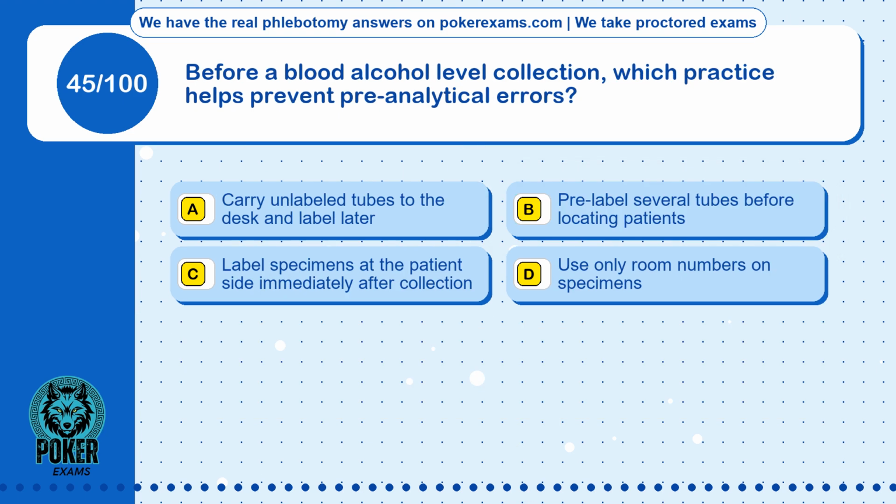Question 45. Before a blood alcohol level collection, which practice helps prevent pre-analytical errors? Option A. Carry unlabeled tubes to the desk and label later. Option B. Pre-label several tubes before locating patients. Option C. Label specimens at the patient side immediately after collection. Option D. Use only room numbers on specimens.